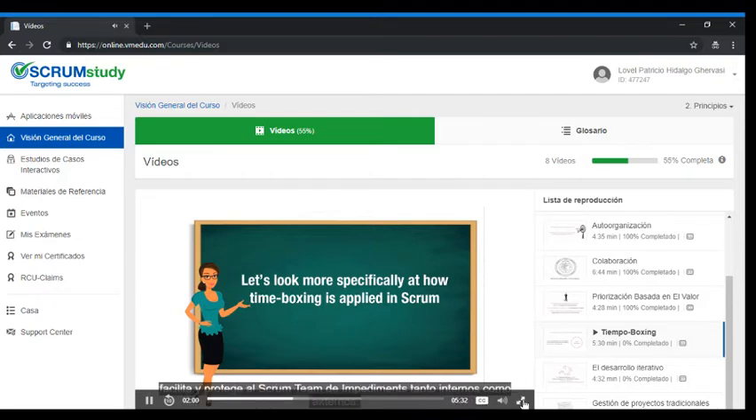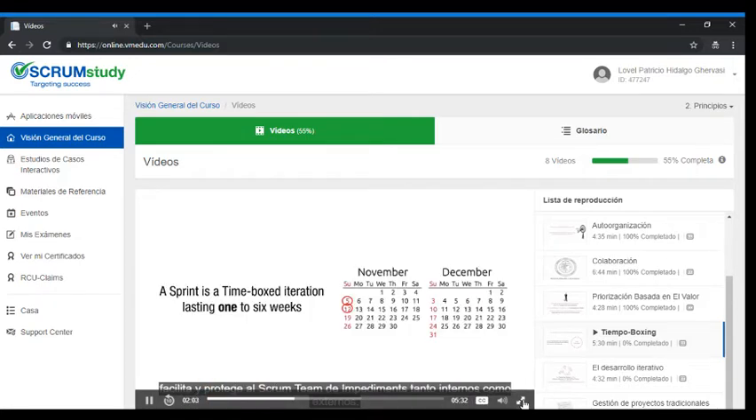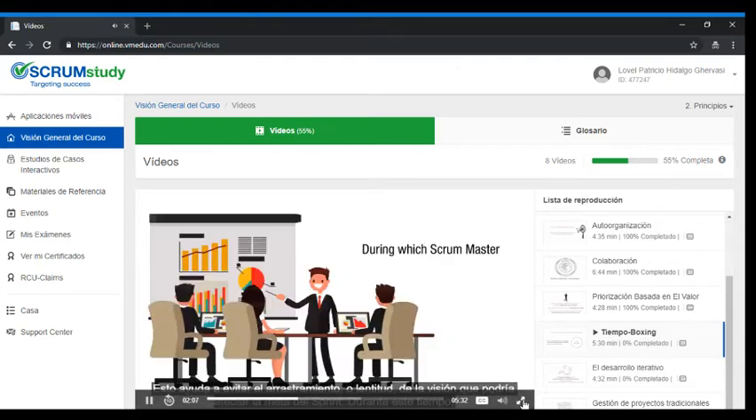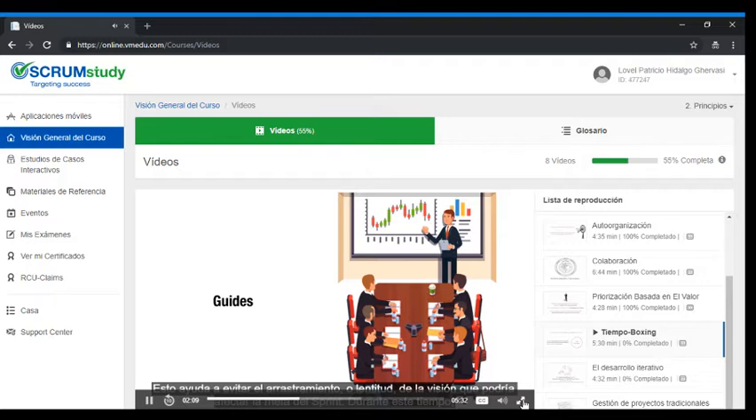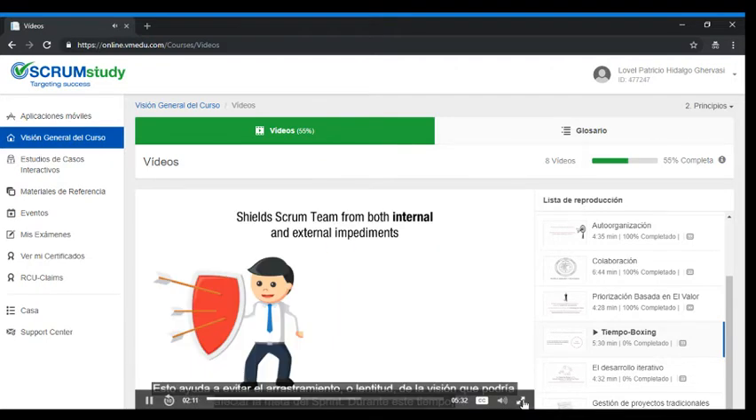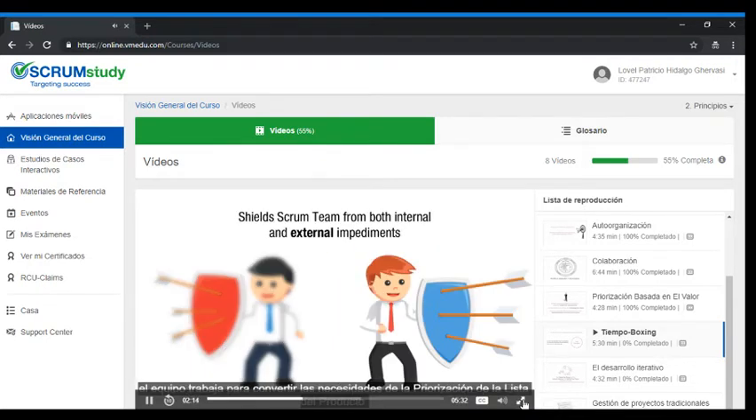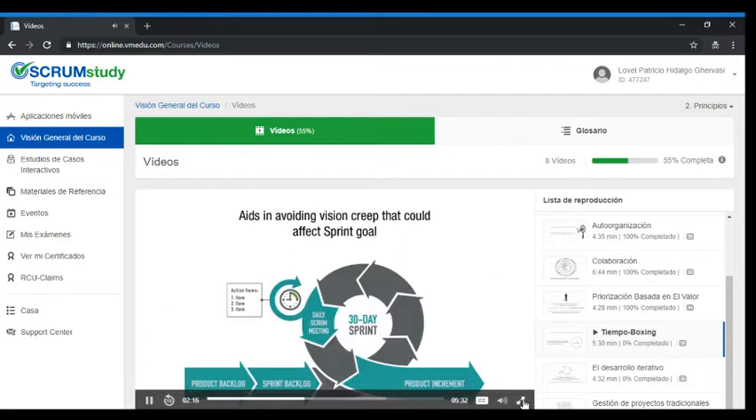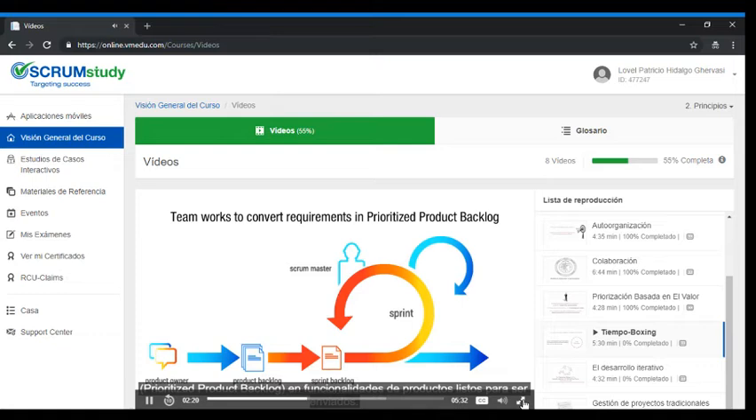Let's look more specifically at how time boxing is applied in Scrum. First, a sprint is a time-boxed iteration lasting 1 to 6 weeks, during which the Scrum Master guides, facilitates, and shields the Scrum team from both internal and external impediments. This aids in avoiding vision creep that could affect the sprint goal.